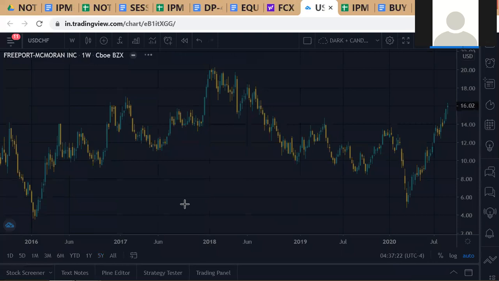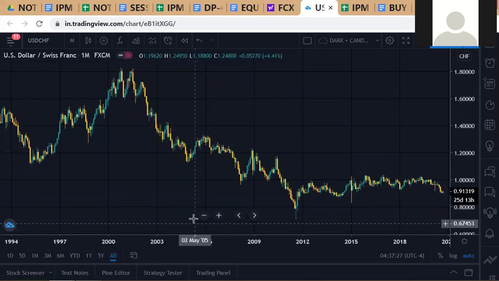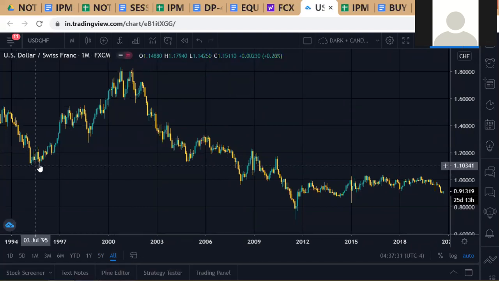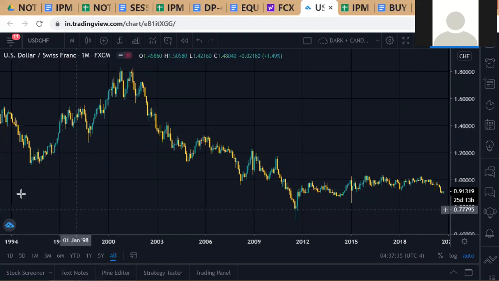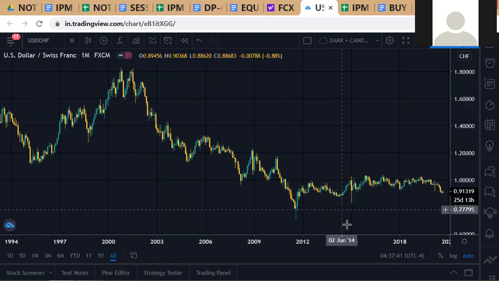So the reason I'm going for Swiss franc and not euro is because the euro actually came in 1999. So we have long-term data on the Swiss franc. So there you are, 1994. I started in the markets in 1990, so there's actually even before that. It doesn't have that much data. So here's an example of a market that I used to trade, this dollar Swiss franc.